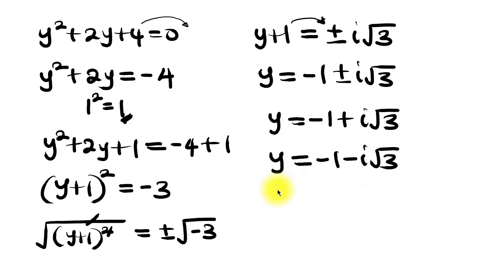Remember, we have one real solution, which is y equal to 2. So there's 3 values of y altogether. This is the first one. We can call this the second and call this the third.